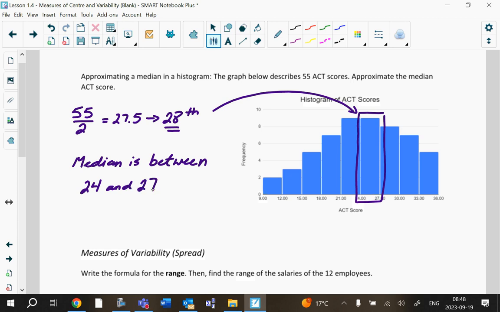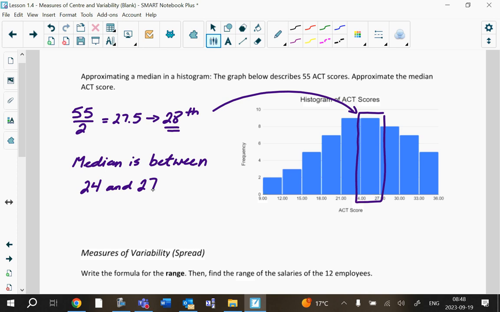Like I said, you could do that on dot plots and stem plots too. You could find the median. Remember, dot plots are always ordered from lowest to highest. Stem plots are always ordered from lowest to highest. So you just count until you find the position of the median value. So that's center.